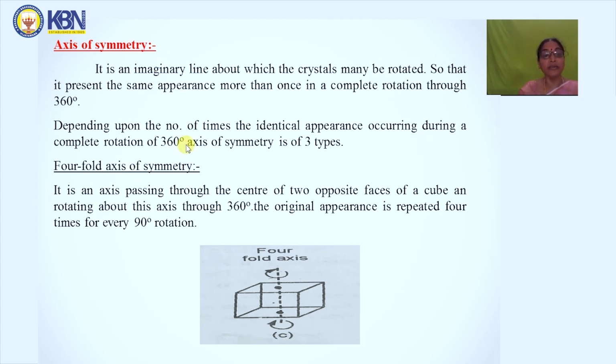So axis of symmetry is of 3 types. One is the 4-fold axis of symmetry. It is an axis passing through the center of two opposite faces of a cube, and rotating about this axis through 360 degrees, the original appearance is repeated 4 times, once for every 90 degrees. See, opposite faces.